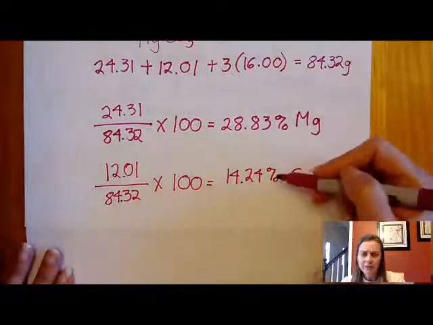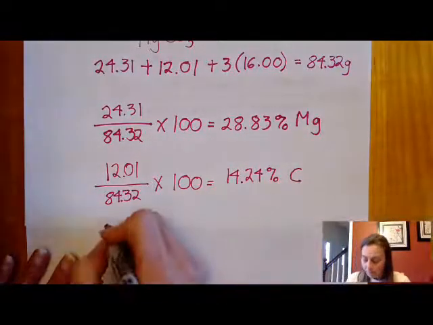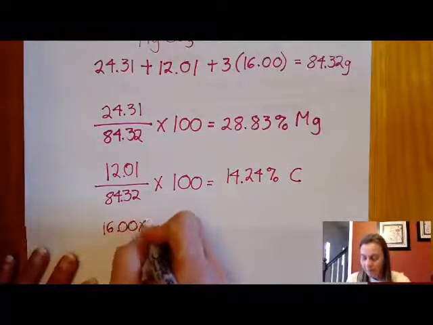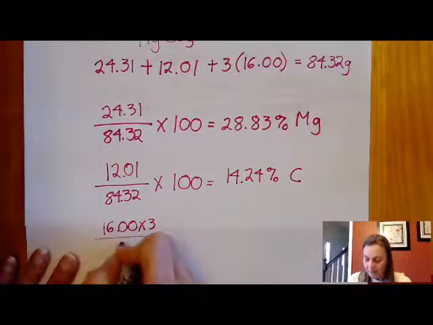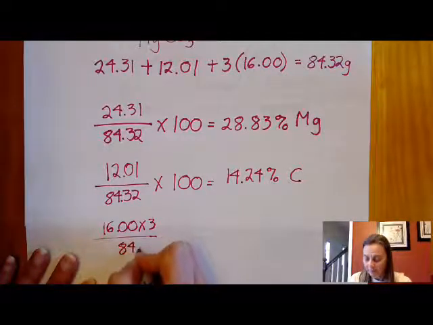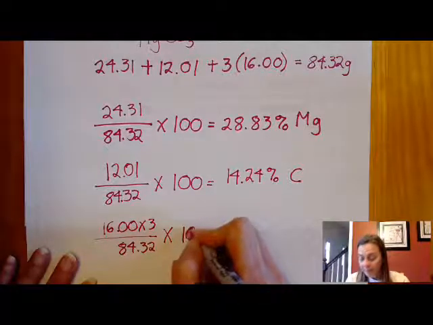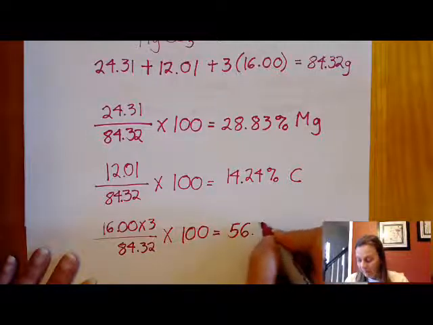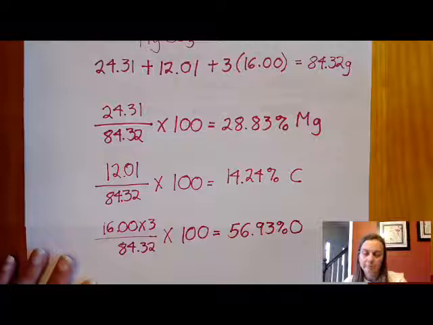Now we kind of have a choice for the third one. We could add these two up and subtract them from 100 because oxygen is all that's left. Or we could take the 16.00, multiply it by 3 because there are 3 oxygens in our compound, divide it by the molar mass of the compound, 84.32, and multiply by 100, and that gives us that it is 56.93% oxygen. So again, pretty simple and straightforward.